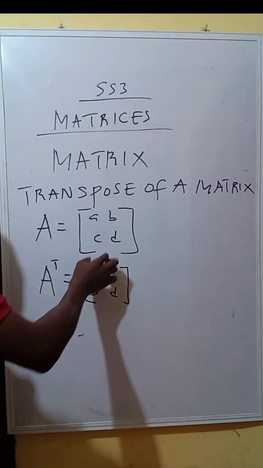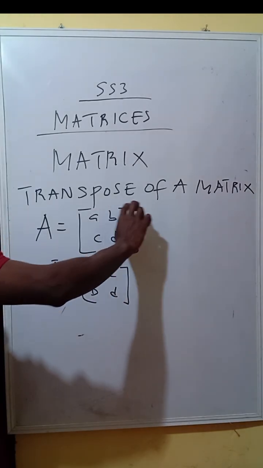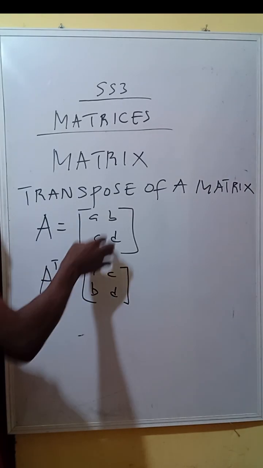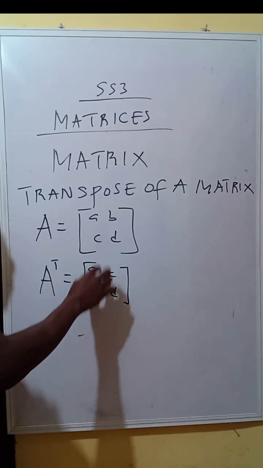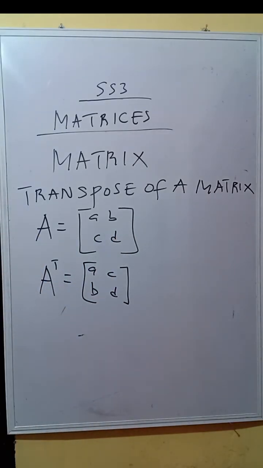This row becomes a column. This is a row, AB. AB will now be written as a column, AB. This CD will now be written as a column, CD. And the same thing holds for a 3x3 matrix too.